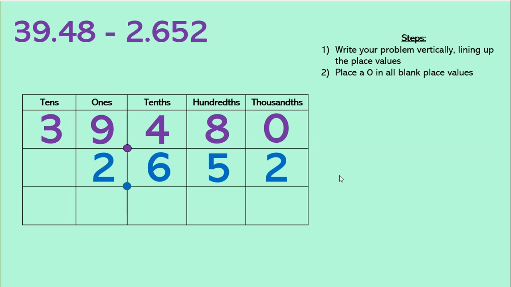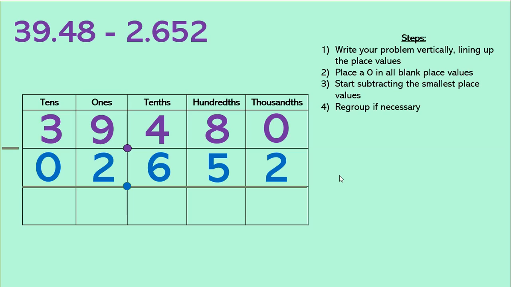So we have 0 thousandths in our first number and 0 tens in our second number. We're going to start by subtracting in our smallest place value. So that's going to be the thousandths place. Here, we have 0 thousandths minus 2 thousandths. We can't take 2 thousandths away from 0 thousandths. There's nothing there. So we need to regroup.